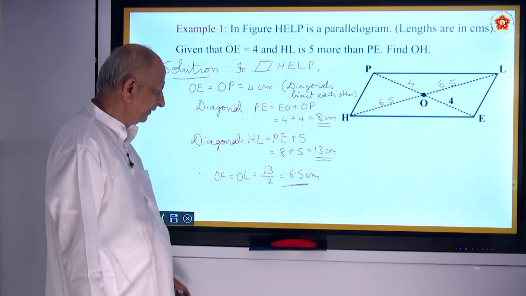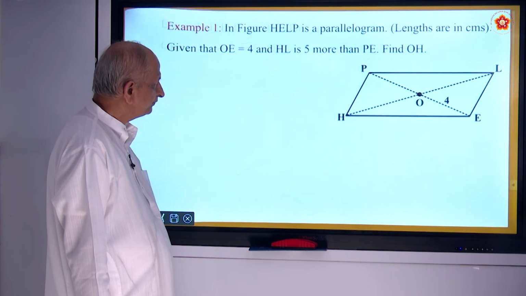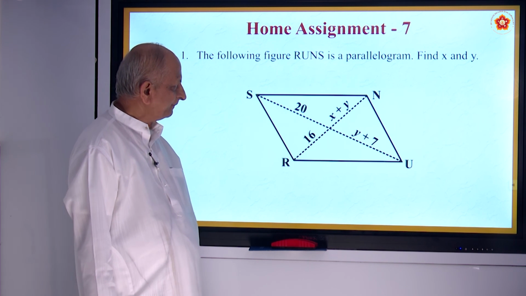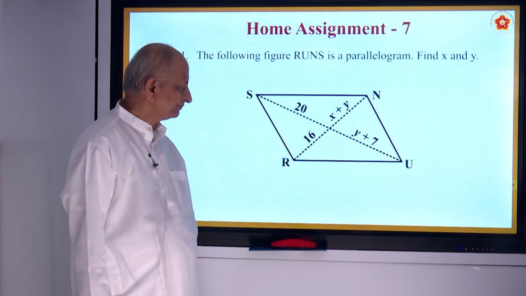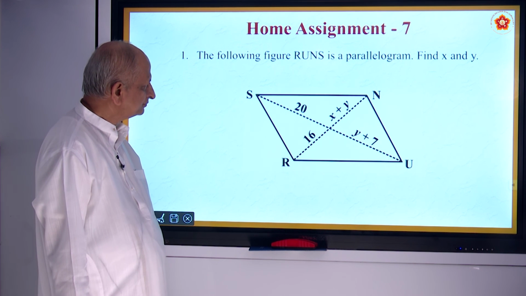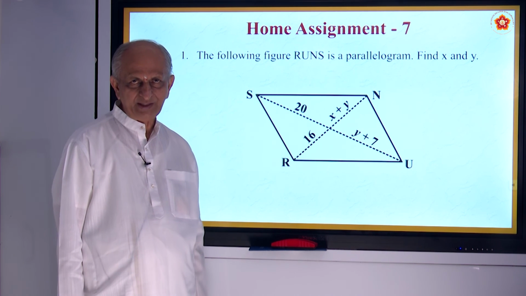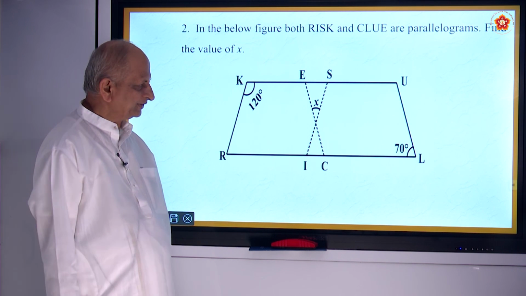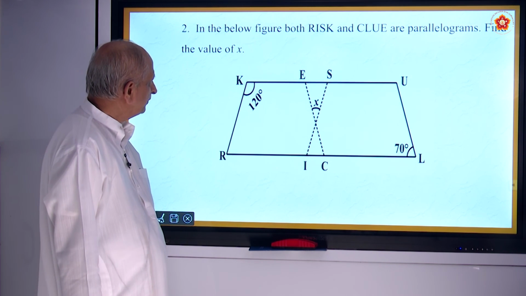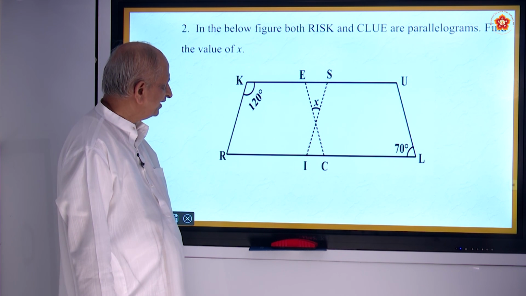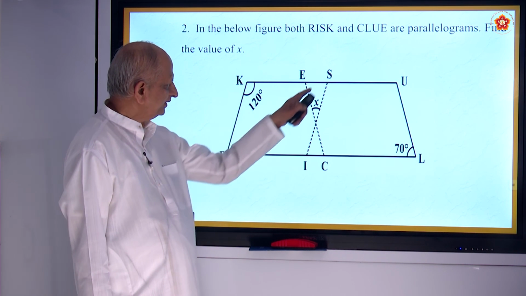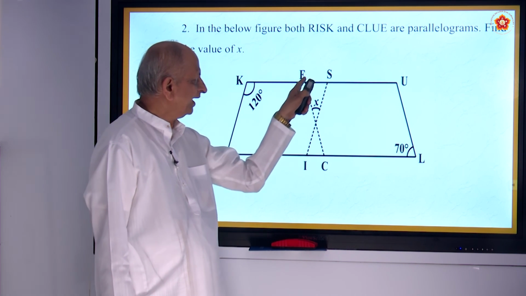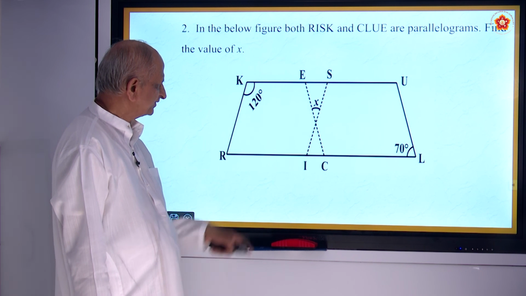Now shall we pass on to the home assignment? Okay. First question, in the following figure, RUNS is a parallelogram. Find the value of x and y. You try that. A direct question. It will be a linear equation, but solve it. The second question is a little tricky. Let us see who will do it. In the below figure, RISK and CLUE are parallelograms. Find the value of x. This you have to find out.